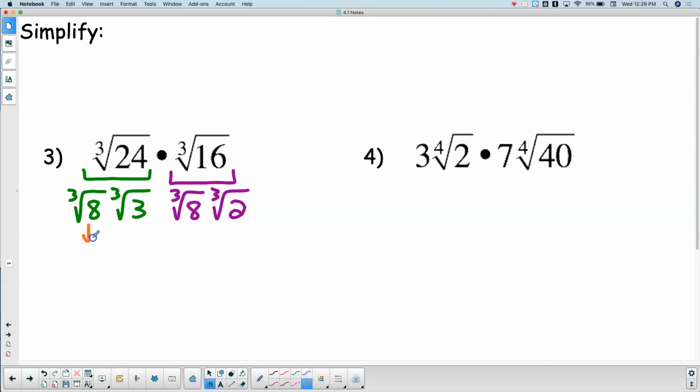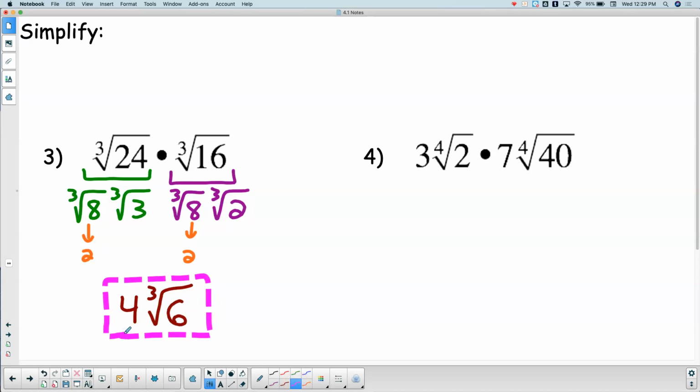Cube root of 8 is 2. Cube root of 8 is 2. Both of those are outies, so they get multiplied together to become 4. Cube root of 3 times the cube root of 2, both of those are innies, so those become the cube root of 6. Agree? Okay.